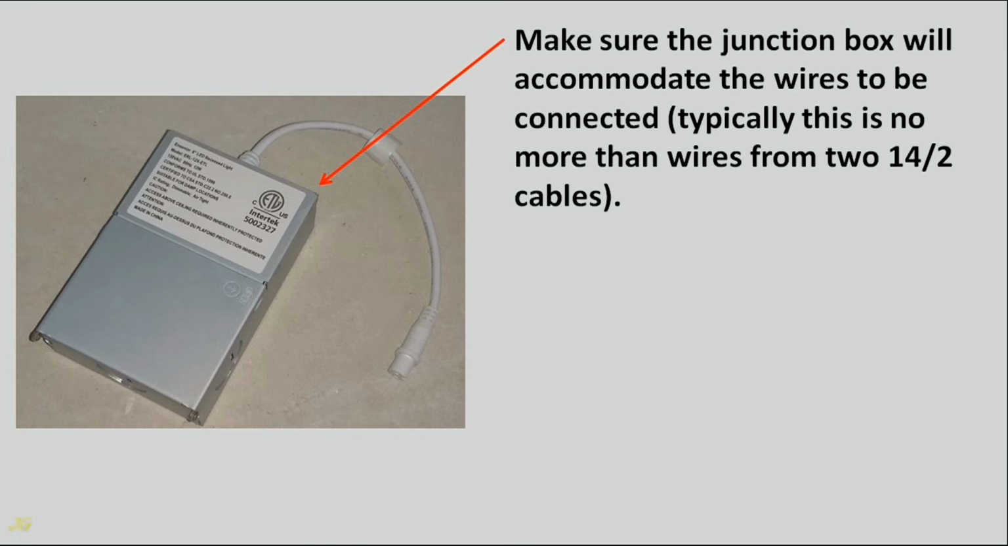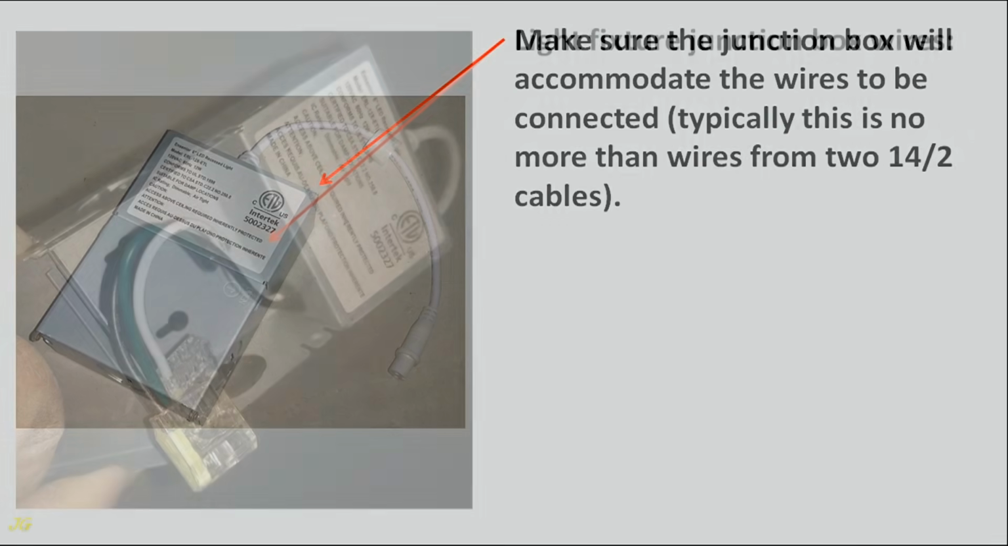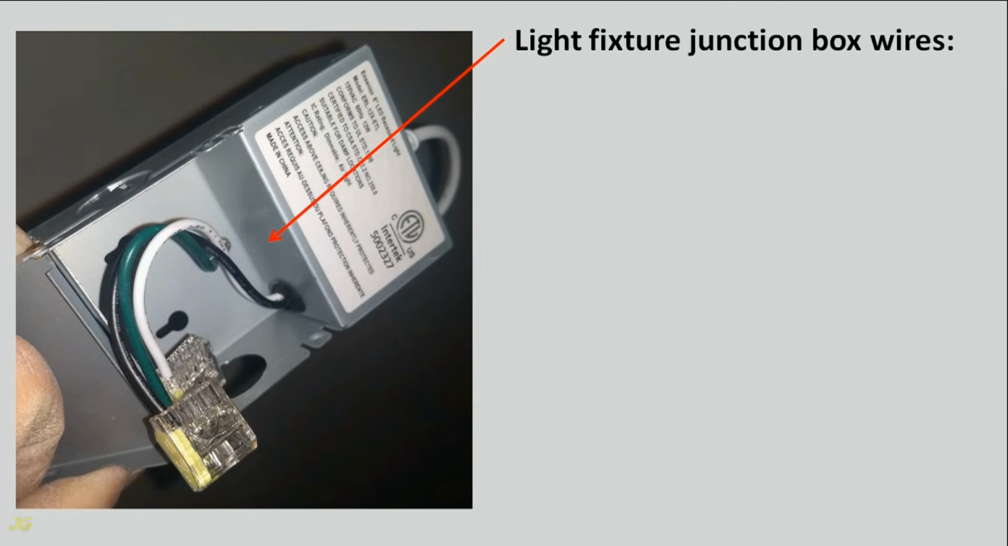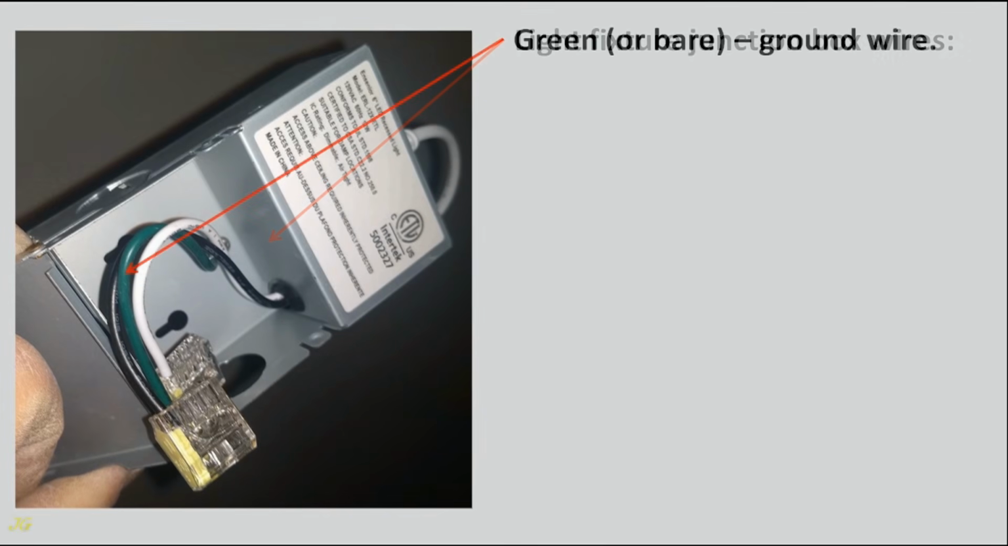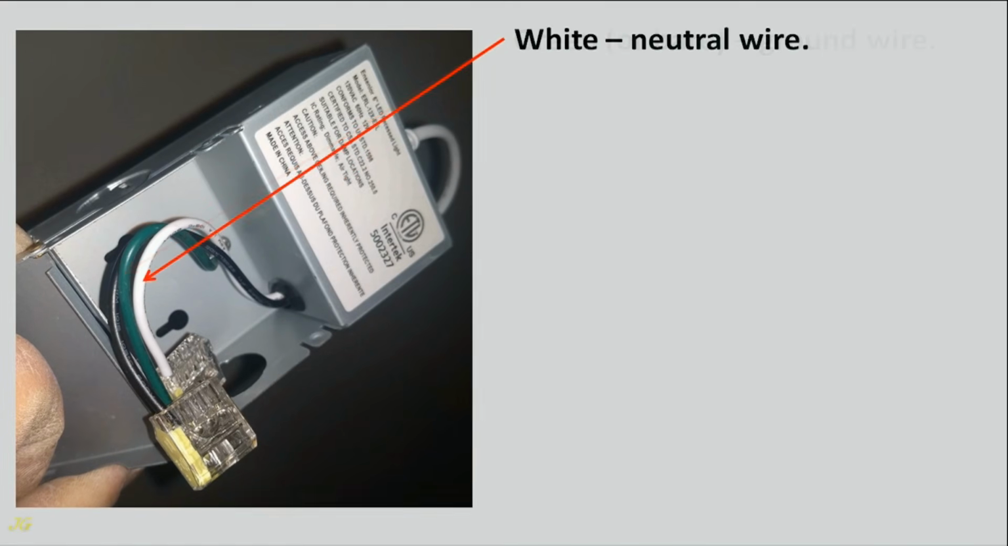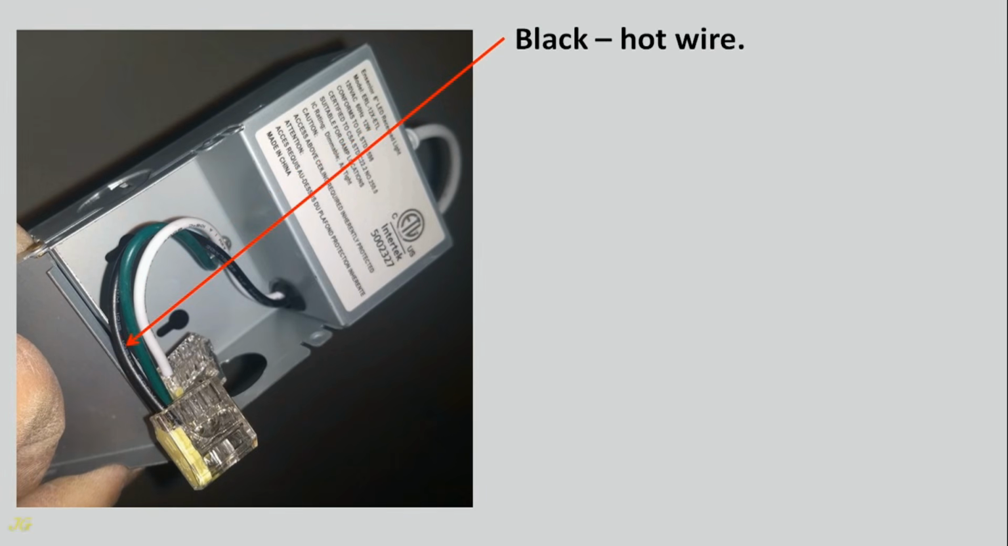Make sure the junction box will accommodate the wires to be connected. Typically this is no more than wires from 2 cables. Light fixture junction box wires. Green, or bare, ground wire. White, neutral wire. Black, hot wire.